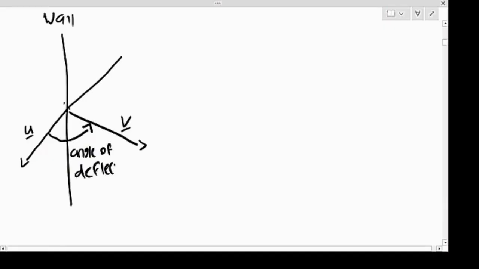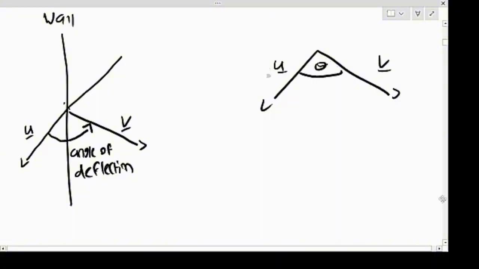Now, to work that out previously, what we did was we found the two angles of each vector individually, like alpha and beta, and then we saw that it was alpha plus beta. We don't need to actually do that with vectors, because if I just redraw this part out, I have u coming like this, and then v going like that, and then this is my angle of deflection theta.